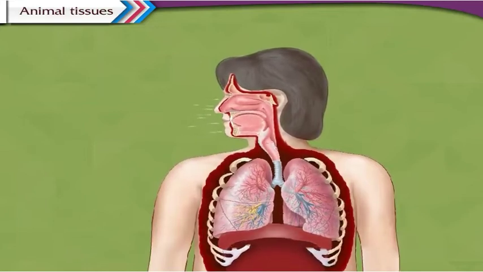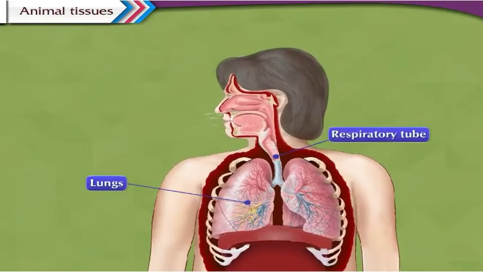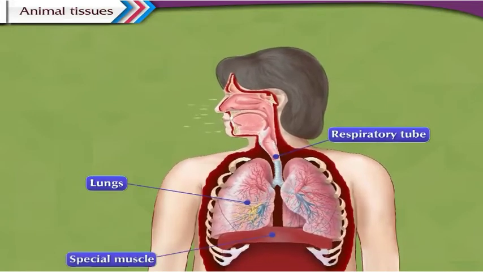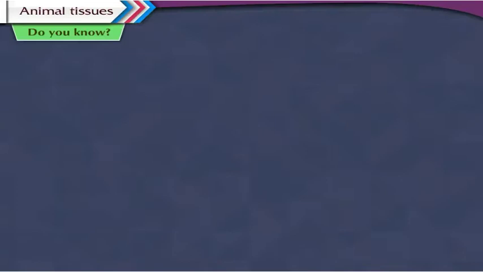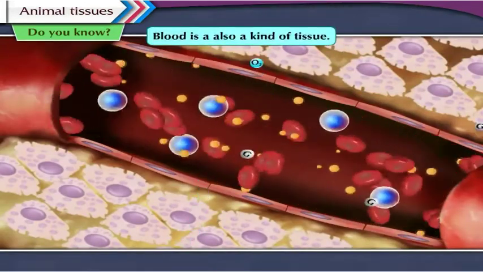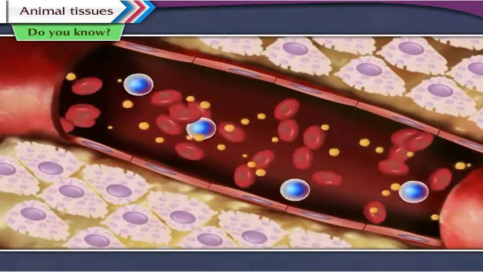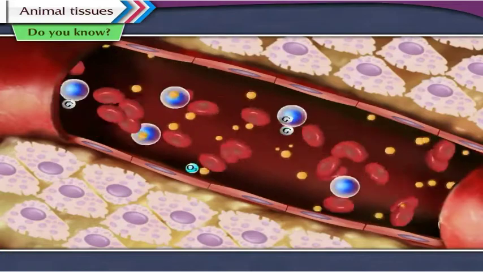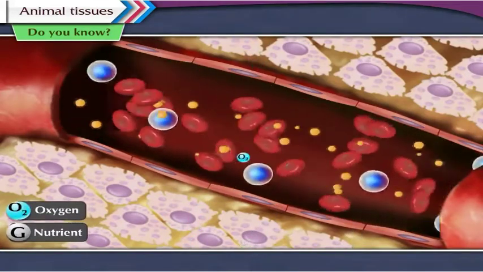For example, the lungs, respiratory tubes, and the contraction and relaxation of the special muscles help us to breathe. Do you know? Blood is also a kind of tissue. Blood flows and carries various substances from one part of the body to another. For example, it carries oxygen and nutrients to all the cells.